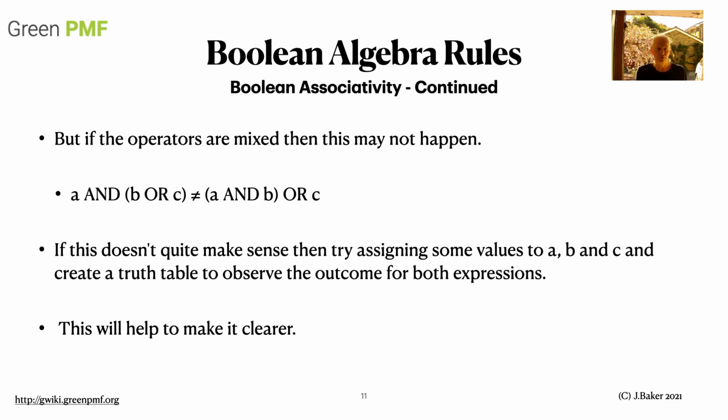Read the expression below. If it doesn't quite make sense, then try assigning some of the variables to A, B and C and create a good old truth table, which we learnt in the previous presentation, to observe the outcome for both expressions. Truth tables will help to make it clearer in this case.